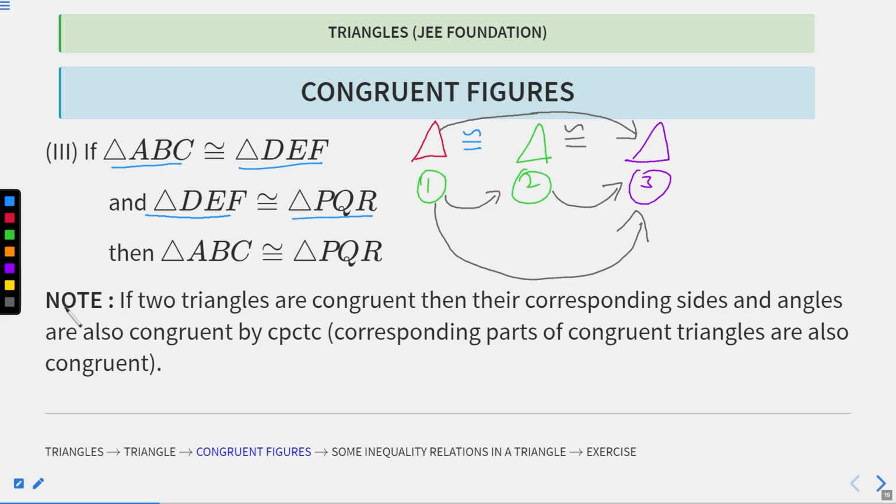If two triangles are congruent, then their corresponding sides and angles are also congruent by CPCTC. What do we mean by CPCTC? This means corresponding parts of congruent triangles are also congruent. Please remember this CPCTC full form.